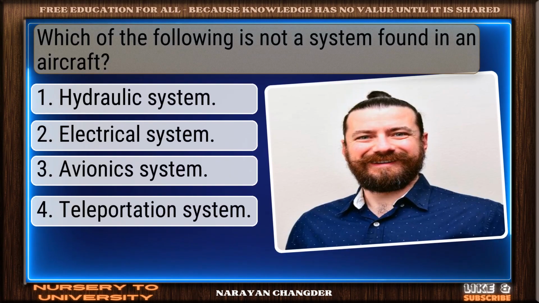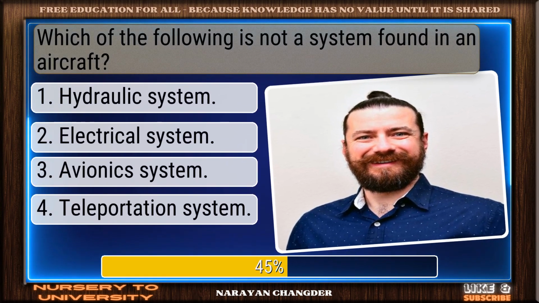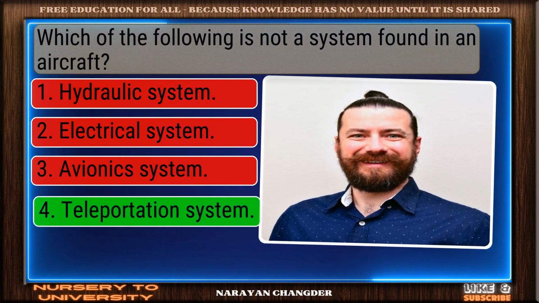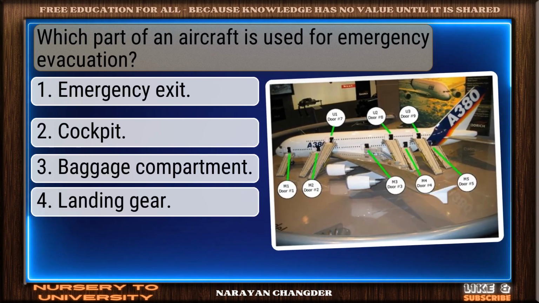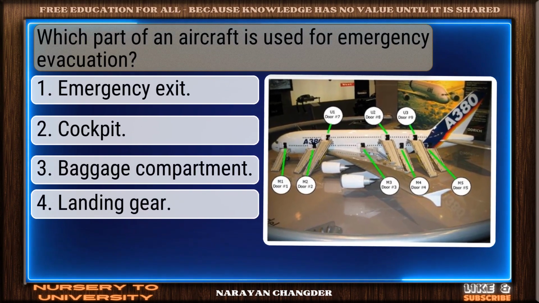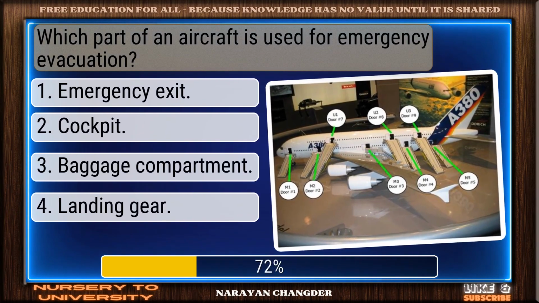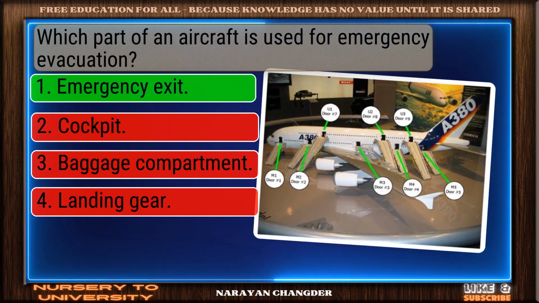Which of the following is not a system found in an aircraft? Nice selection. Teleportation system is the correct and valid answer. Which part of an aircraft is used for emergency evacuation? Nicely done. Emergency exit is a solid answer.